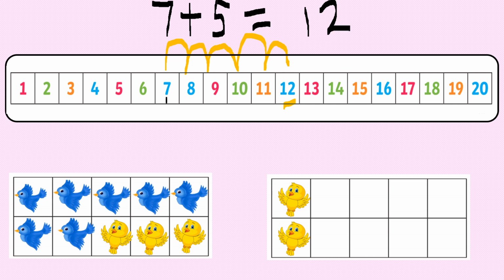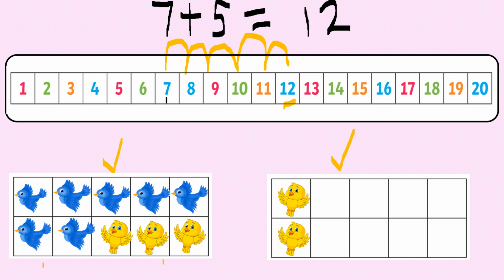Have a good look at our 10 frames here. What do you notice? You can see that 7 are blue and 5 are yellow. But do you know what I did? I didn't put all 5 yellows on this 10 frame. I decided to fill this 10 frame first. And the reason I did that is because I find it easier to be able to make 10 and then count on, because I'm quite good with my numbers to 10.